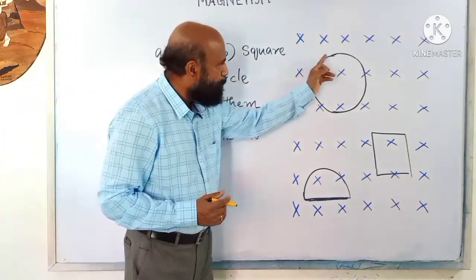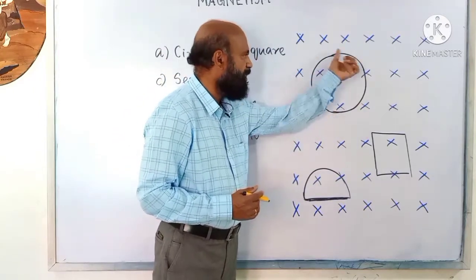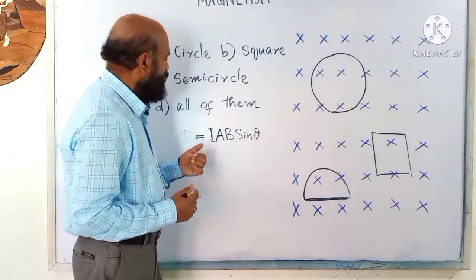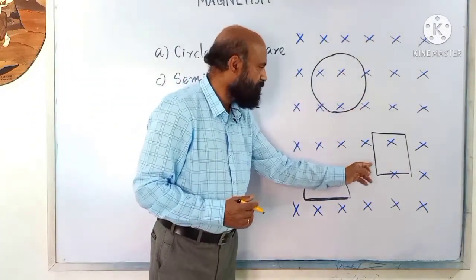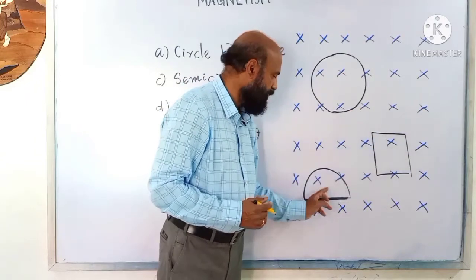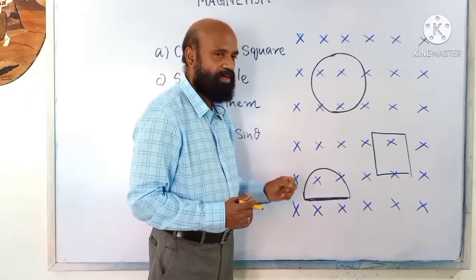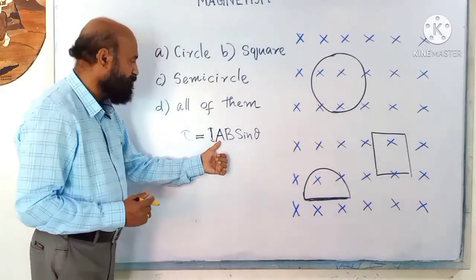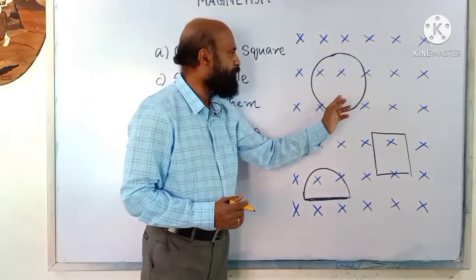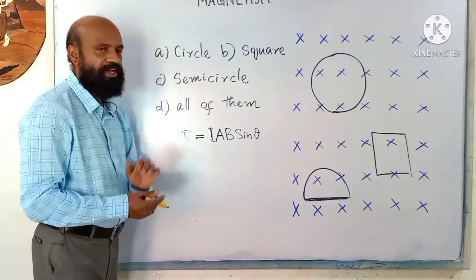For a given perimeter, circle has got the largest area. So this area is large, even though the length or perimeter is the same, circle will have the largest area. So the circle will experience maximum torque. So the correct option is A.